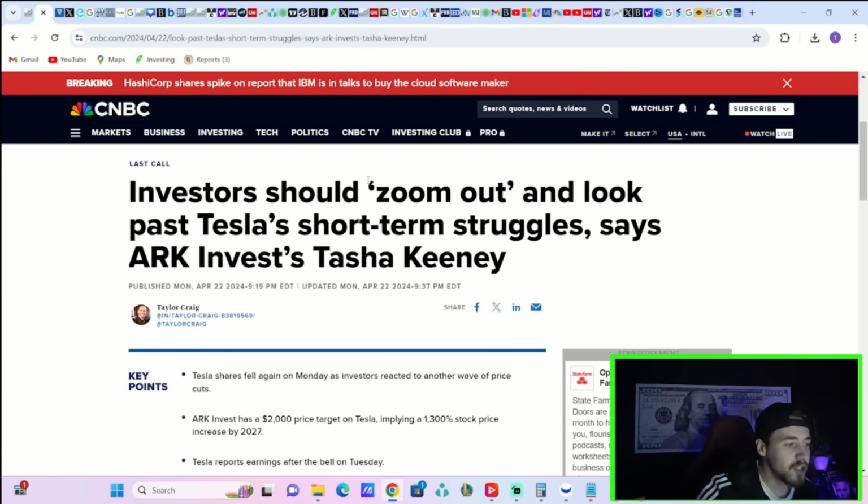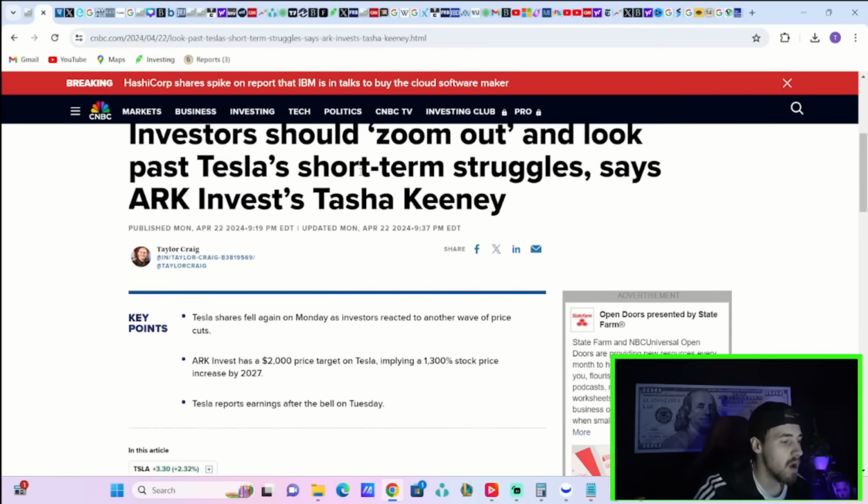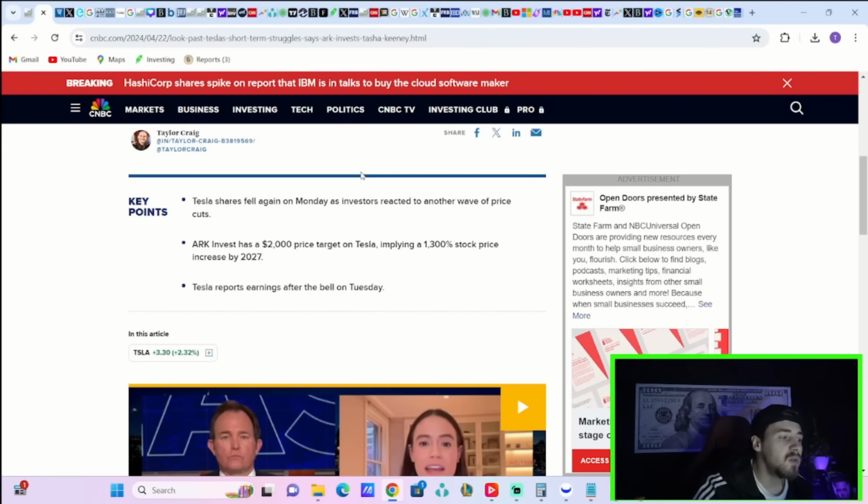ARK Invest's Tasha Keeney says investors should zoom out and look past Tesla's short-term struggles. ARK Invest has a $2,000 price target on Tesla, implying a 1,300% stock price increase by 2027. That would be a 13x on your money.